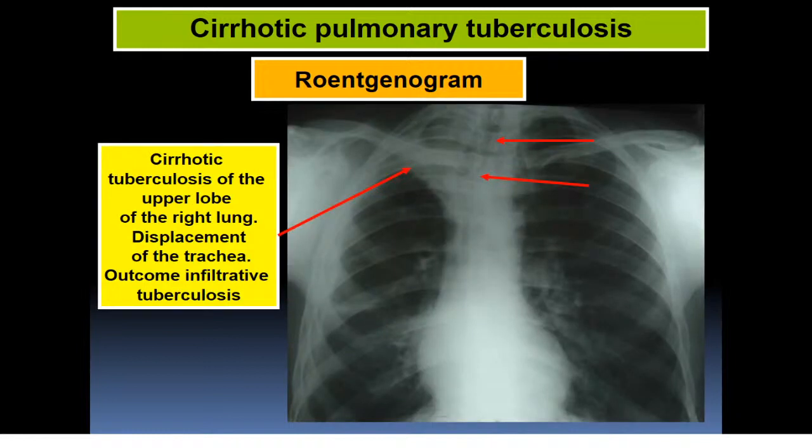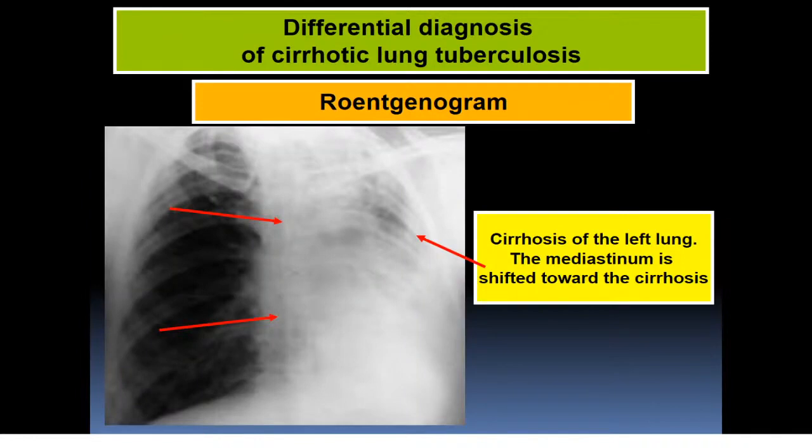Cirrhosis of the upper lobe of the right lung. Also on this X-ray we can see a shift of the trachea and mediastinum toward the cirrhosis, to the right side. This is an outcome of infiltrative tuberculosis. That's why cirrhosis is formed after an infiltrate. On this X-ray, we can see cirrhosis of the left lung. The mediastinum is shifted toward the cirrhosis.